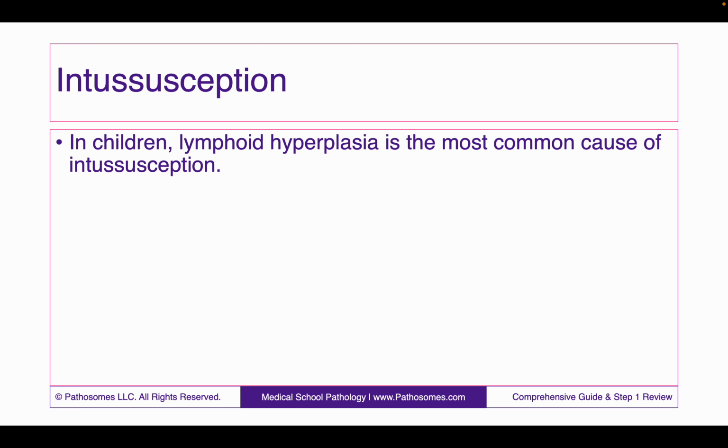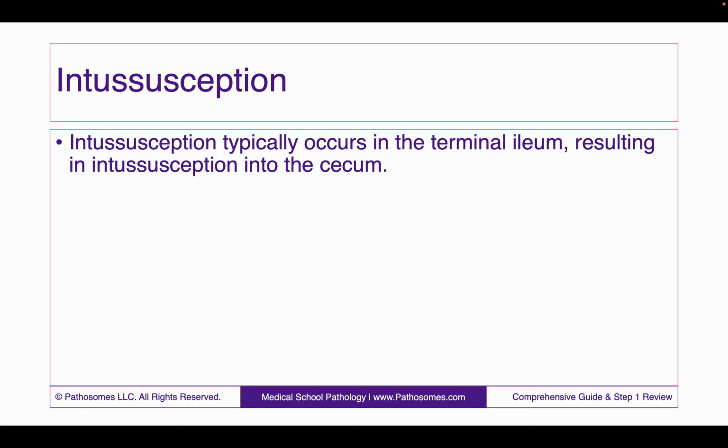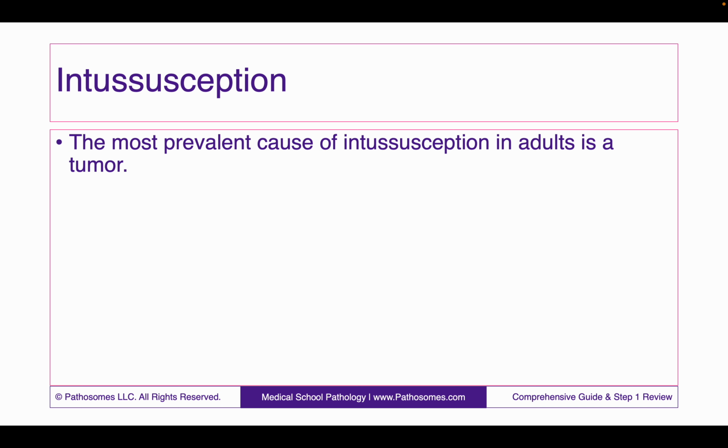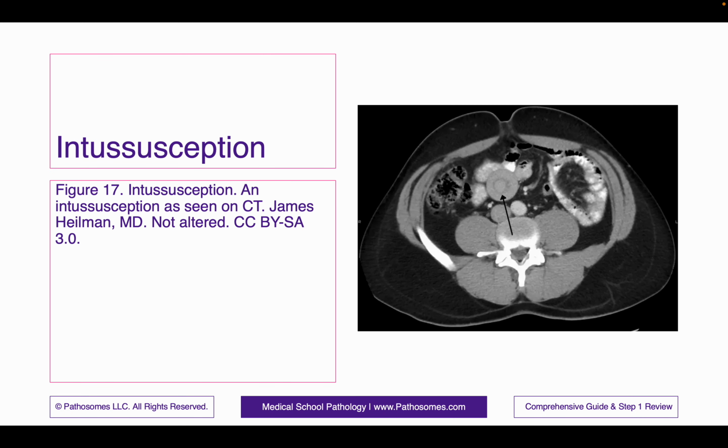Okay, now this is an important point. In children, lymphoid hyperplasia is the most common cause of intussusception. Intussusception typically occurs in the terminal ileum, resulting in intussusception into the cecum. The most prevalent cause of intussusception in adults is a tumor.